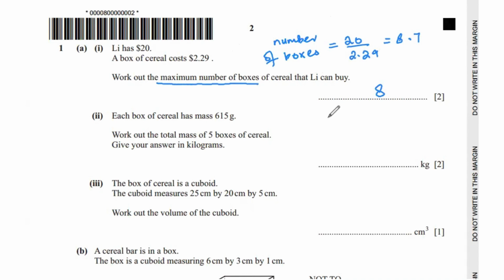We don't round up, we round to the number that shows us the number of boxes. Now, they can't be 8.7 boxes, so the maximum number of boxes we're getting is 8, not 9.